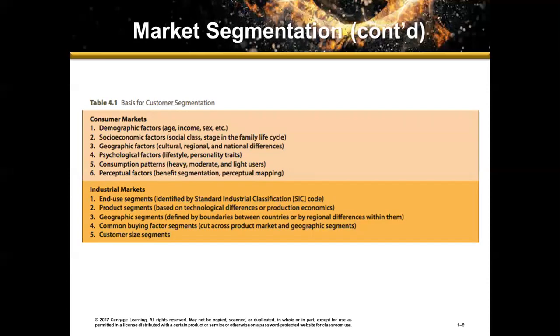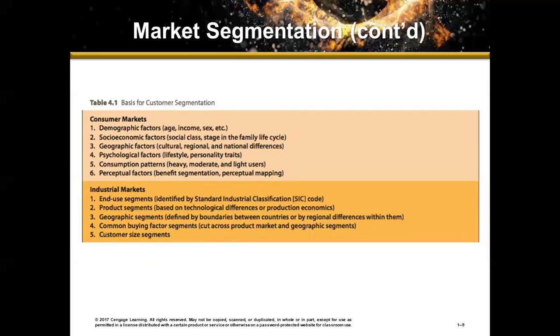For consumer markets, for the demographic factors, we have, for instance, age, income, sex, etc. For socioeconomic factors, we have social class, stage in the family life cycle. Geographic factors, we have, for example, cultural, regional, and national differences. For psychological factors, we have lifestyle, personality traits, and for consumption patterns, that includes heavy, moderate, and light users. Perceptual factors include benefit segmentation, perceptual mapping.